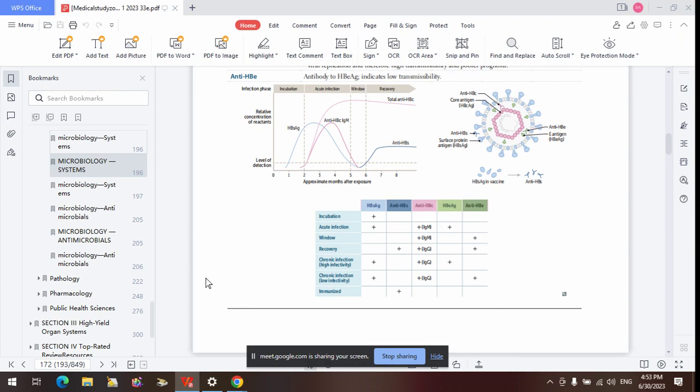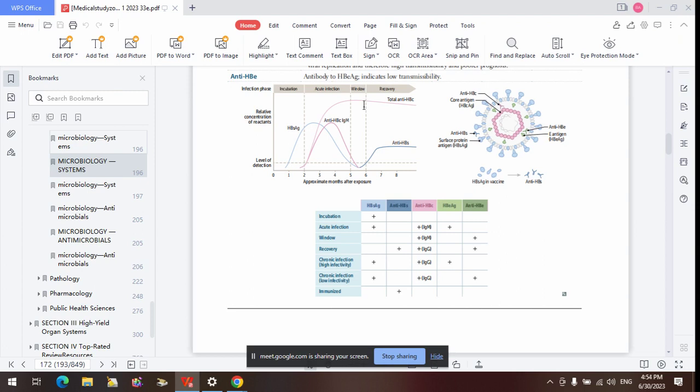In that window period, which is just next to recovery, you guys can see the chart. Once you are able to produce antibody against the S, you have entered recovery. The only thing separating window from recovery is just the appearance of anti-HBs. Once anti-HBs shows, recovery starts. So that means the person cannot get infected.